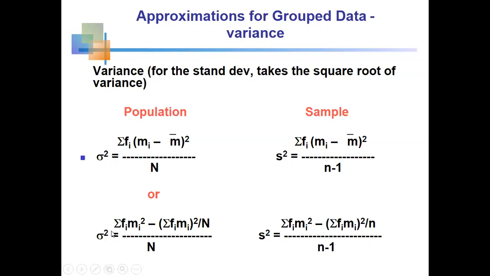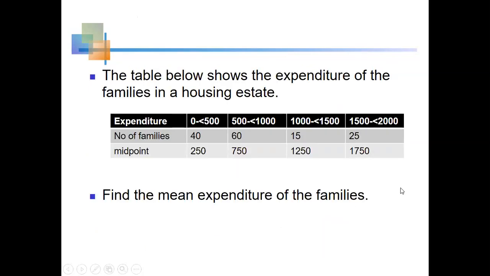All the square here in the front, you throw it off, because this is a square, right? So when you square root it, you throw away the square. Okay, you delete. So the table below shows the expenditure of the families in a housing estate. Find the mean expenditure of the family. So how to do it?